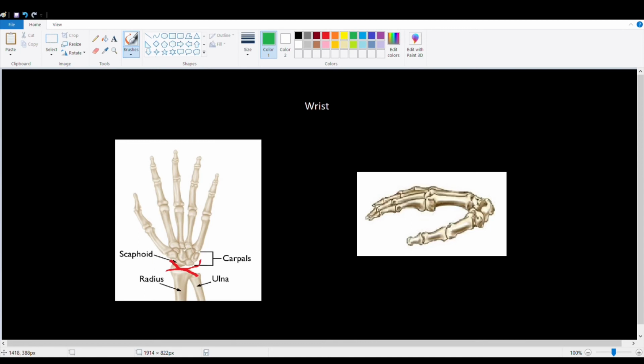So, for example, if we extend our wrist this way, the roll will be in the same direction, just like everything else, but the glide will be in the opposite direction. The same thing goes for any kind of flexion. If we flex the wrist, the roll will go with the flexion, and then the glide will be in the opposite direction.